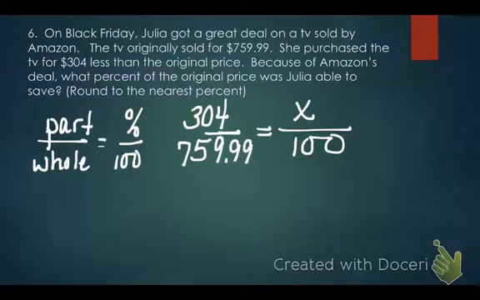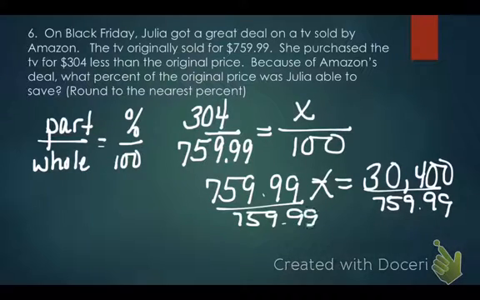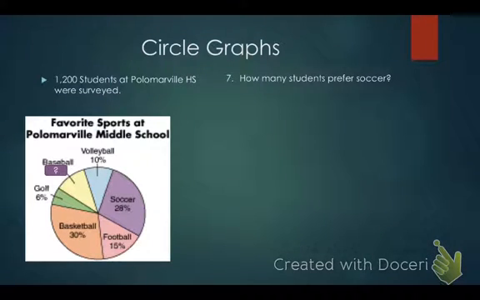So again, find your cross product equation. 759.99 x equals 30,400. Solve this by dividing each side by 759.99. If you do that, you get x is approximately, I get 40.0005 on my calculator, so x is approximately 40% off. That's what she's saving. The next example on your paper is an example of a circle graph. It's a real-life application of percents.